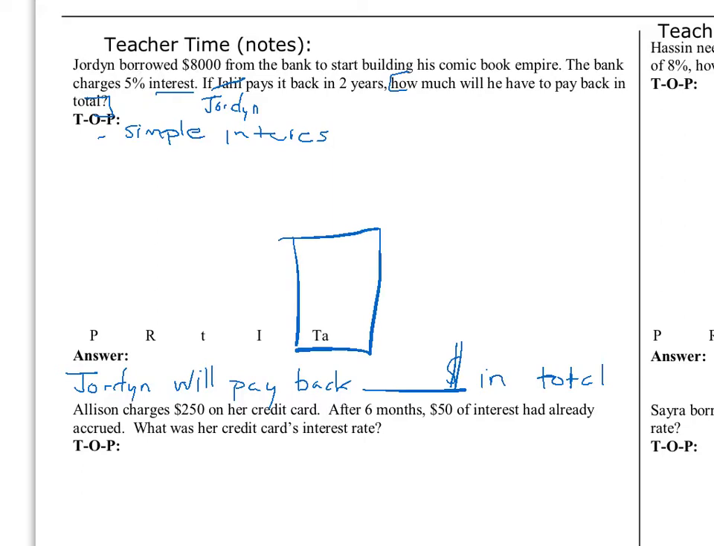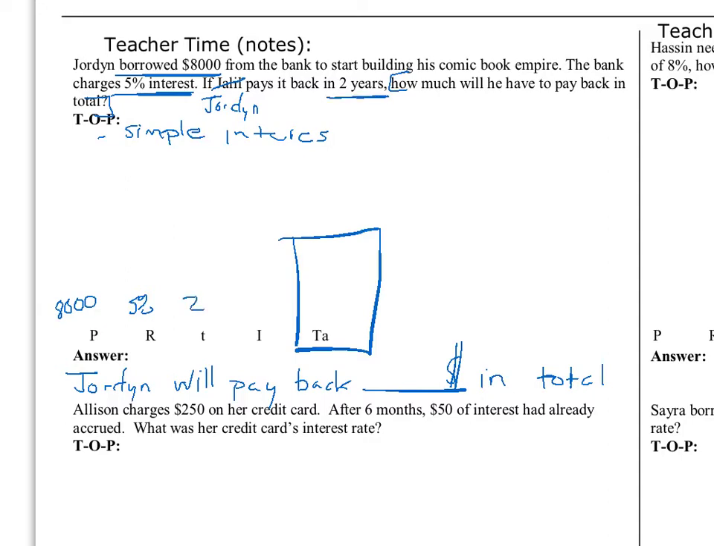Okay? All right. Jordan borrowed $8,000 from the bank. $8,000 is the principal, because that's the amount that is borrowed. The bank charges 5% interest. 5% is the interest rate. And Jalil pays it back in 2 years. 2 years is the time.